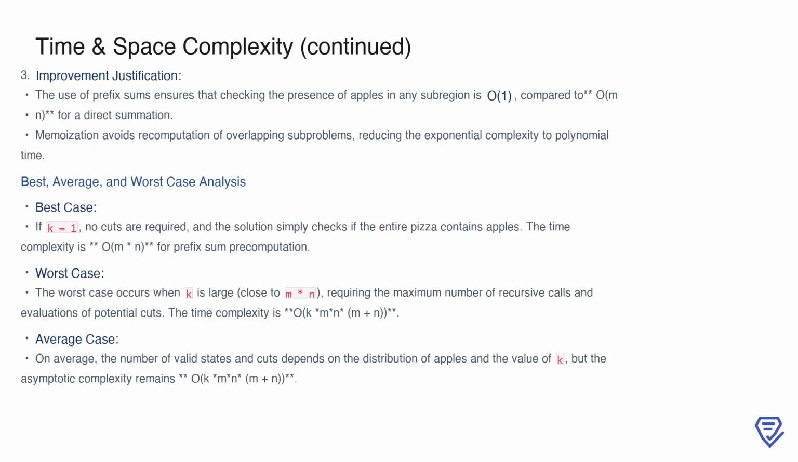In the worst case, when k is large, close to the total number of cells, the solution requires the maximum number of recursive calls and evaluations of potential cuts, leading to the highest time complexity of O(k*m*n*(m+n)). In an average case, the complexity remains asymptotically the same, but the actual number of states and cuts evaluated depends on the distribution of apples and the value of k.